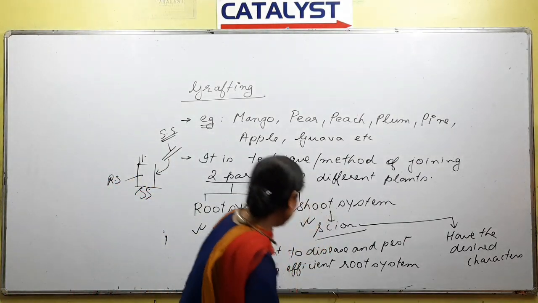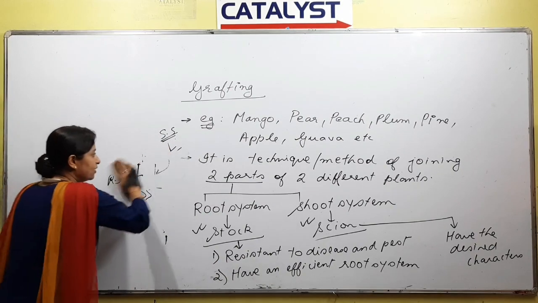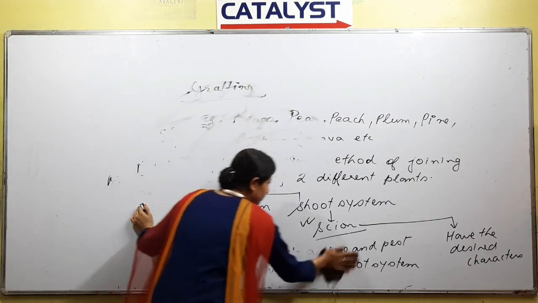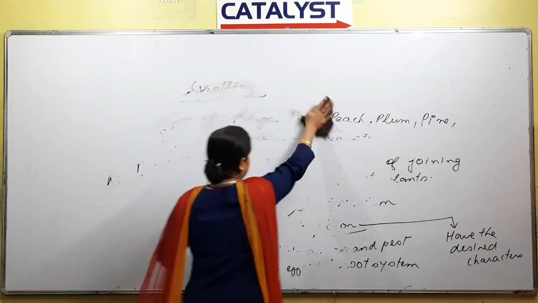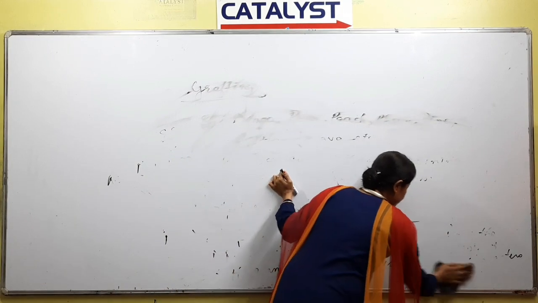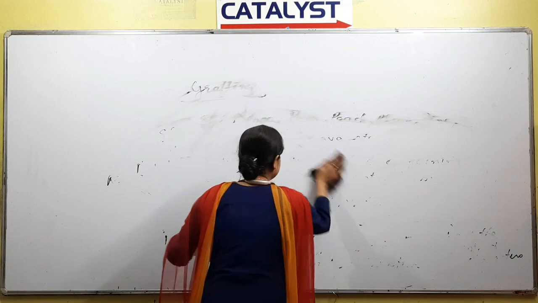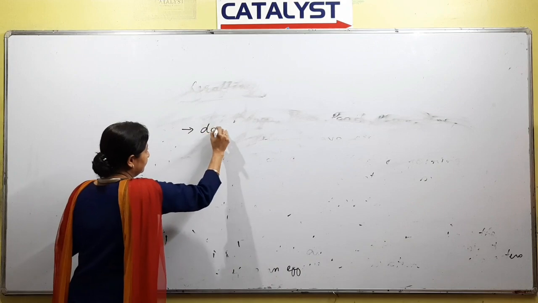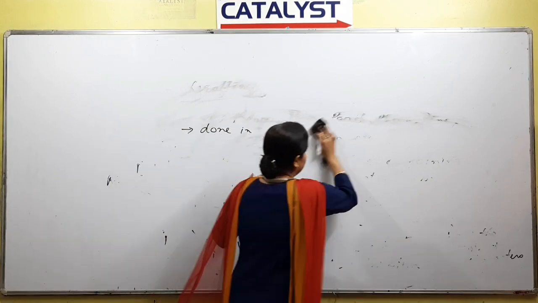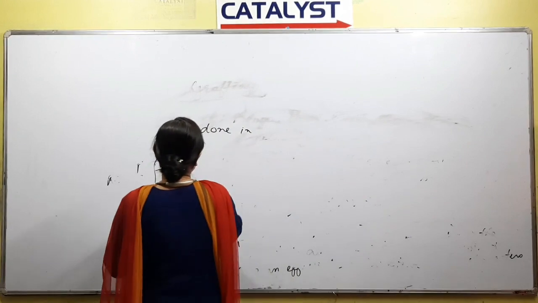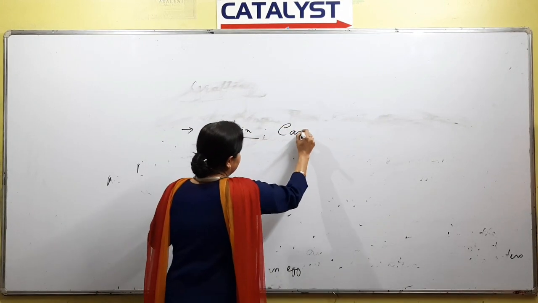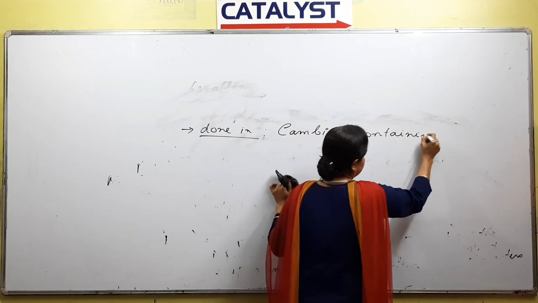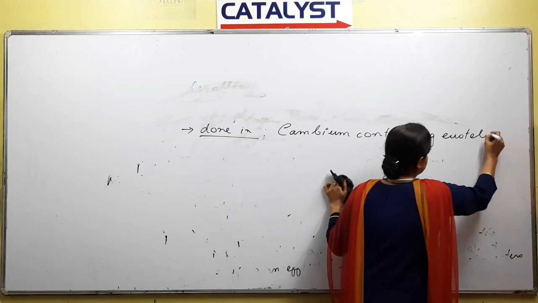Yes, okay, so we have talked about two words, that is stalk and scion. Next is, let me rub the board. So keep in mind the words stalk and scion. Next, in which plants is grafting possible? Grafting is done in cambium containing eustelic plants.